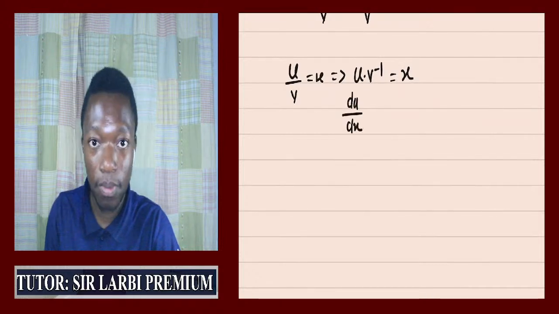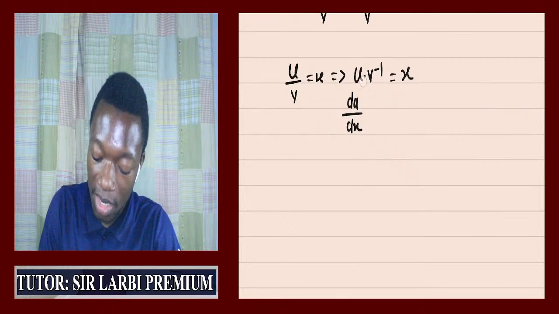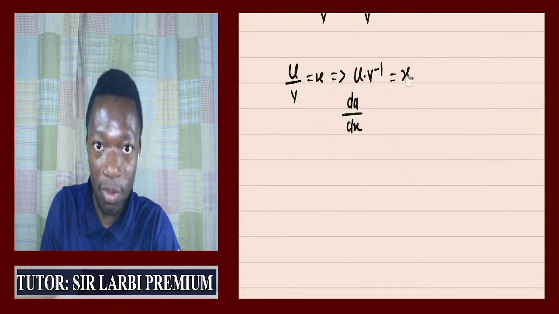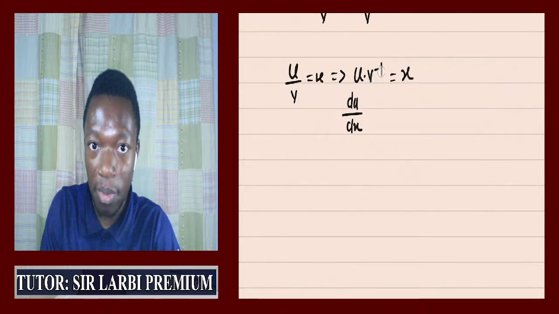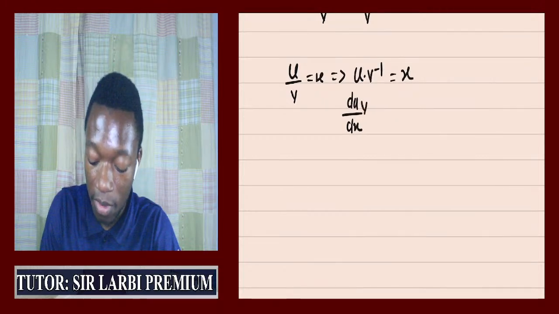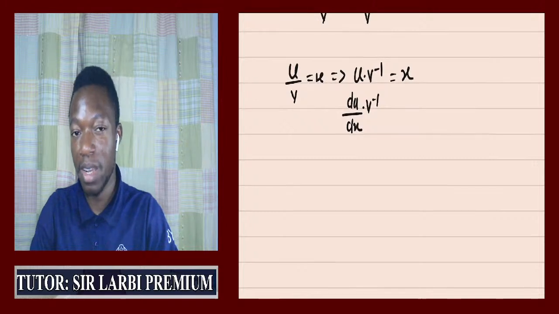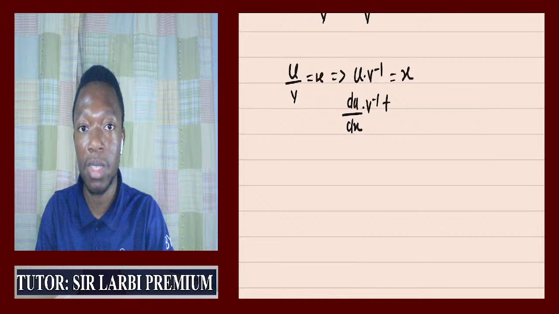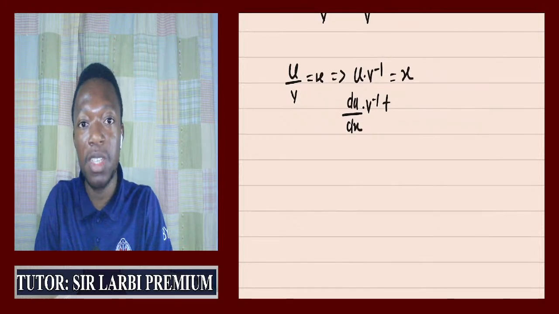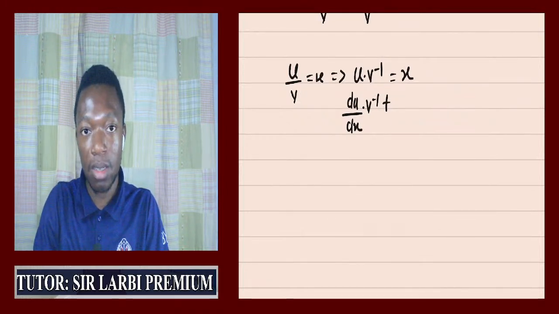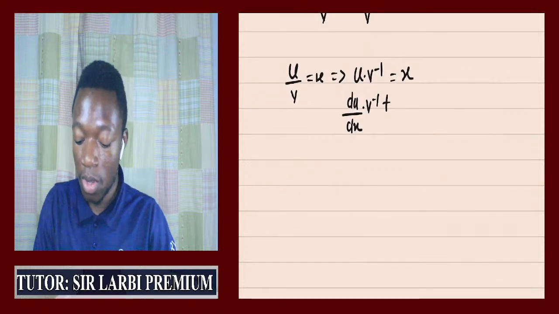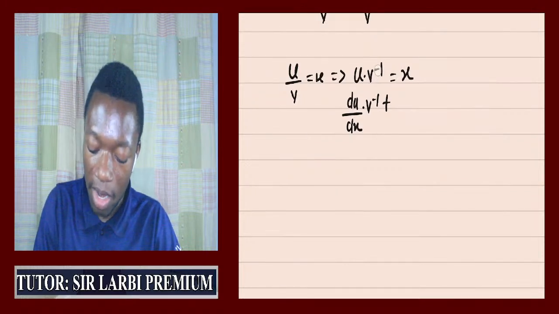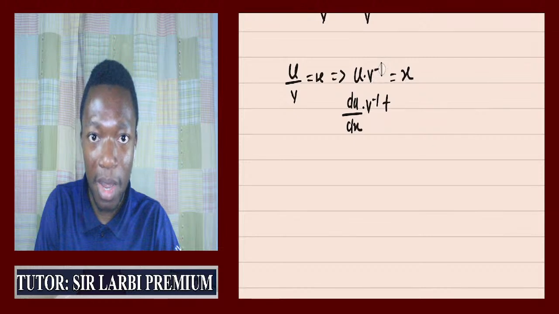Follow me carefully. That's the differential of u with respect to x, and I'll bring in v to the power negative 1 to attach to it. So we have dot v to the power negative 1. That is the first part. I'm done. Now I'll say plus, because it's a product of two functions, because I've converted from a division to a product. So now we follow that rule. Then I will have to differentiate v to the power negative 1.